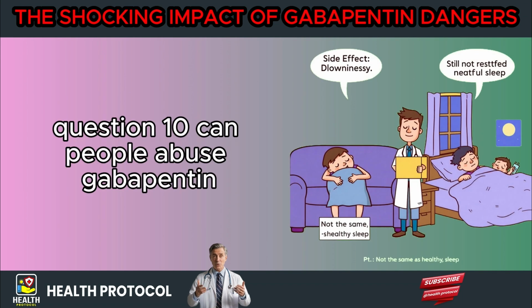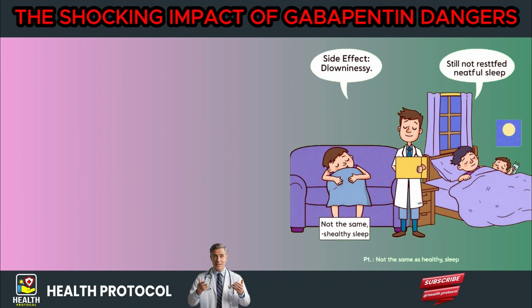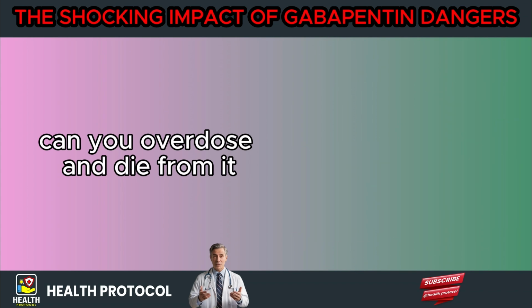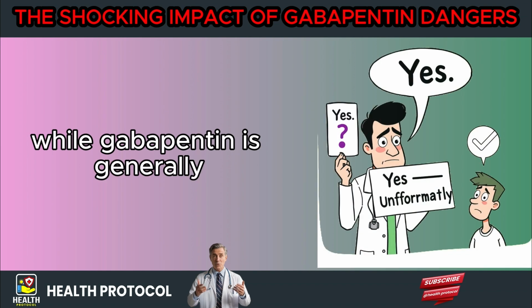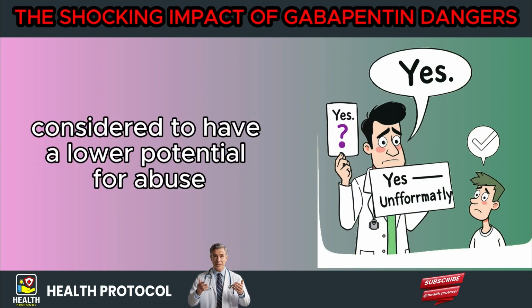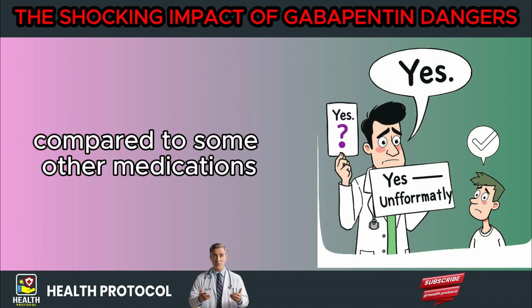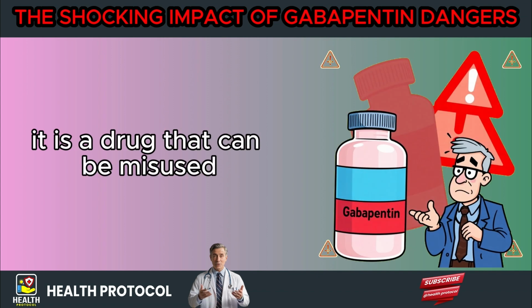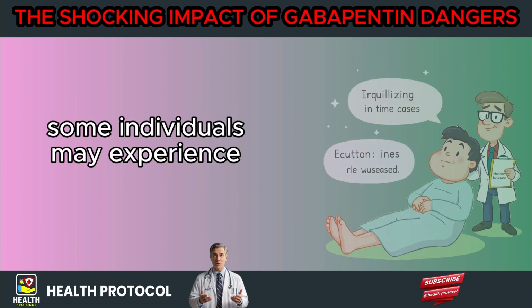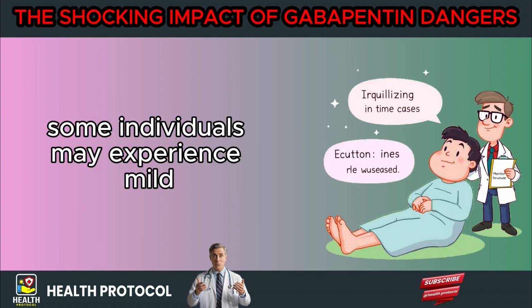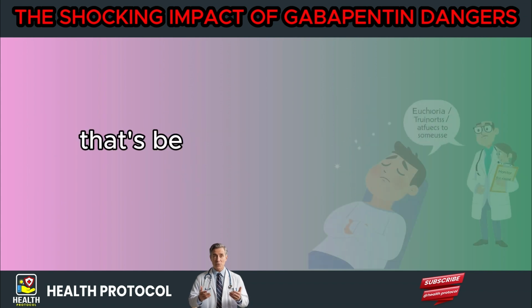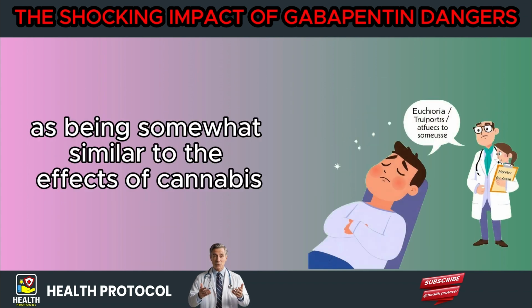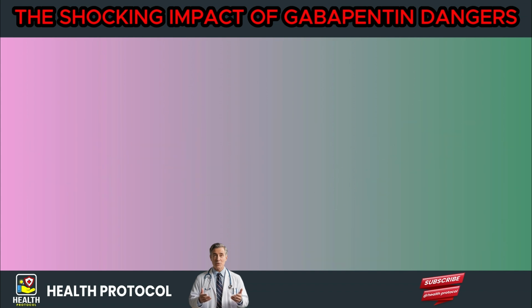Question 10. Can people abuse gabapentin? Can you overdose and die from it? Unfortunately, the answer to this question is yes. While gabapentin is generally considered to have a lower potential for abuse compared to some other medications, it is a drug that can be misused. Some individuals may experience mild tranquilizing effects or even a sense of euphoria that's been described as being somewhat similar to the effects of cannabis.